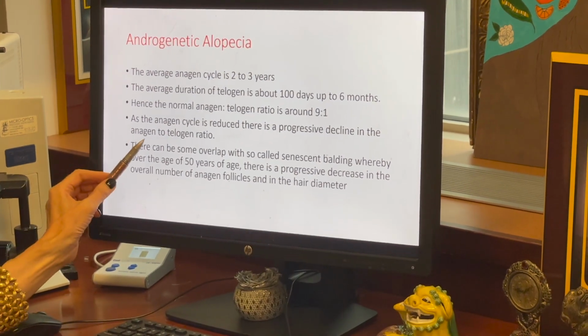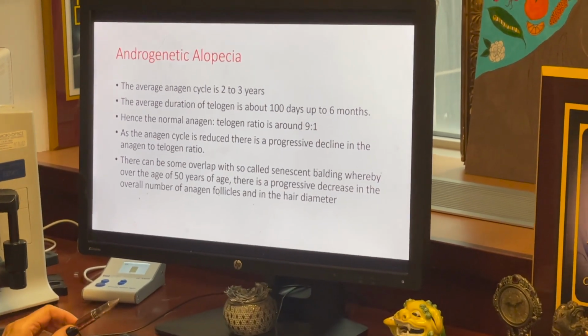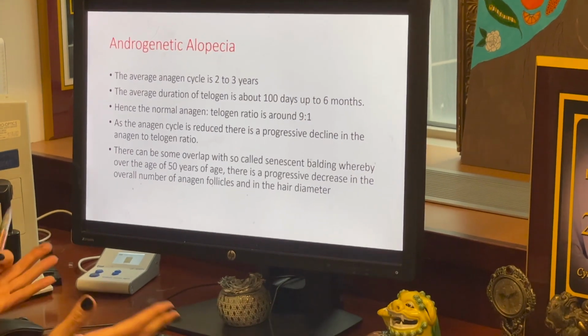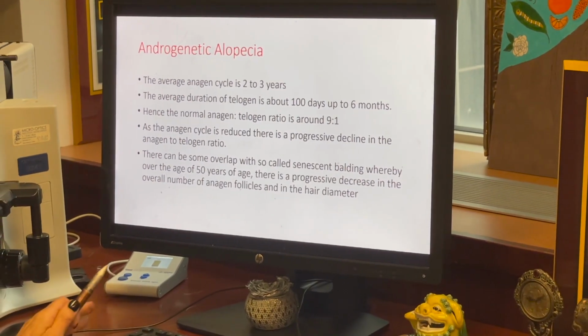There can be some overlap with senescent balding, where over the age of 50 there is a progressive decrease in the overall number of anagen follicles.